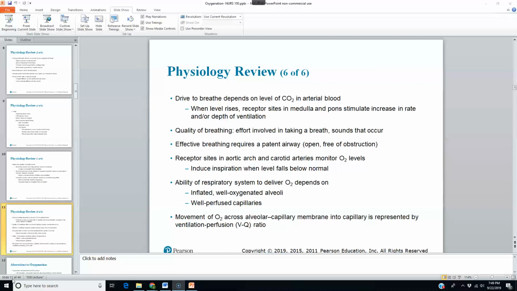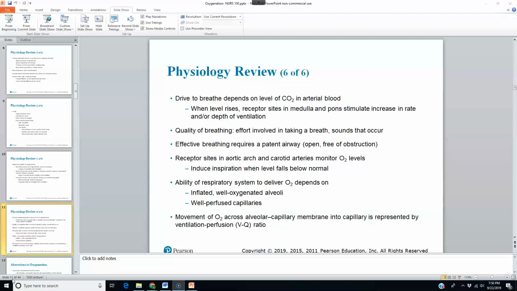oxygenation. We also have what we call receptor sites that are in the aortic arch and the carotid arteries that monitor O2 levels. They induce inspiration when levels fall below normal, okay? And the ability of the respiratory system to deliver O2 depends on very well oxygenated alveoli, very well inflated alveoli, and well perfused capillaries, okay?